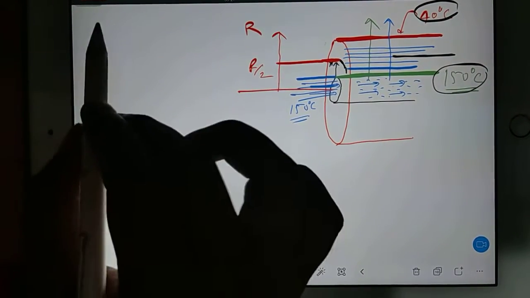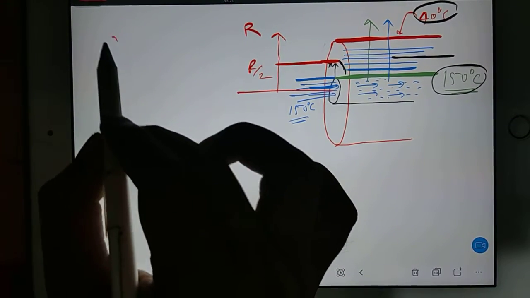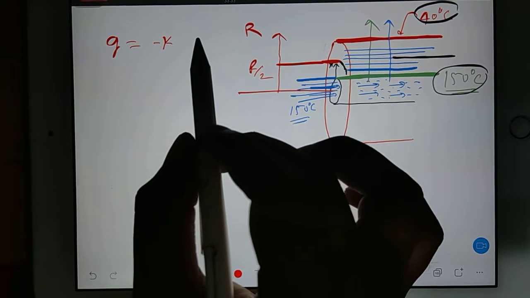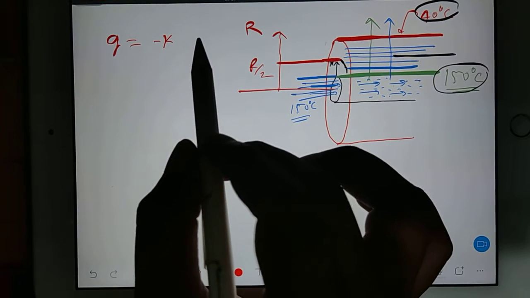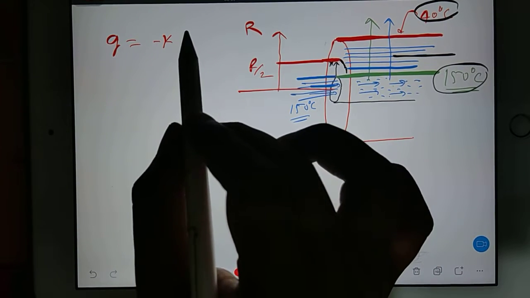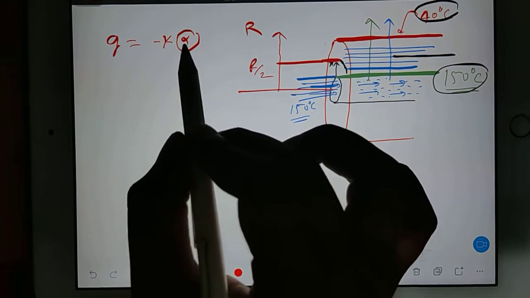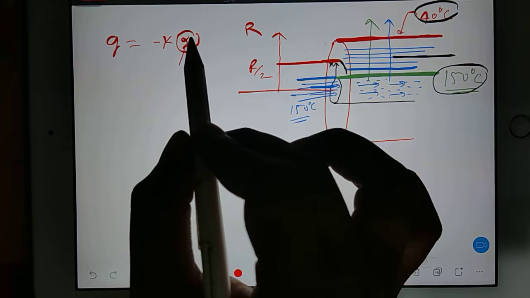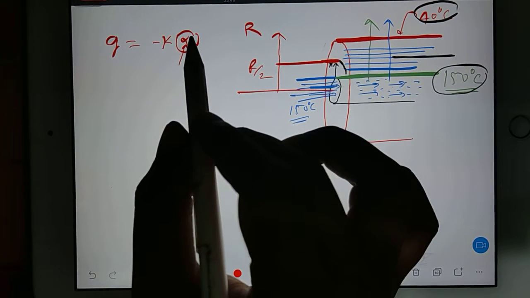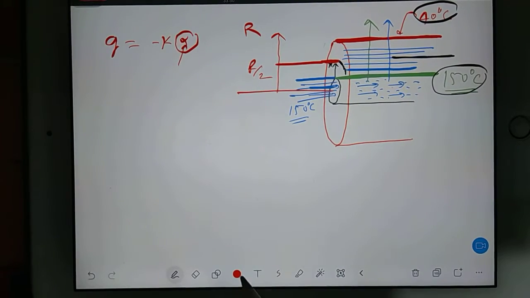So q is equal to minus k alpha dt by dx, where I told you this alpha is the area, the area at the section where we are looking for the temperature. Get my point?